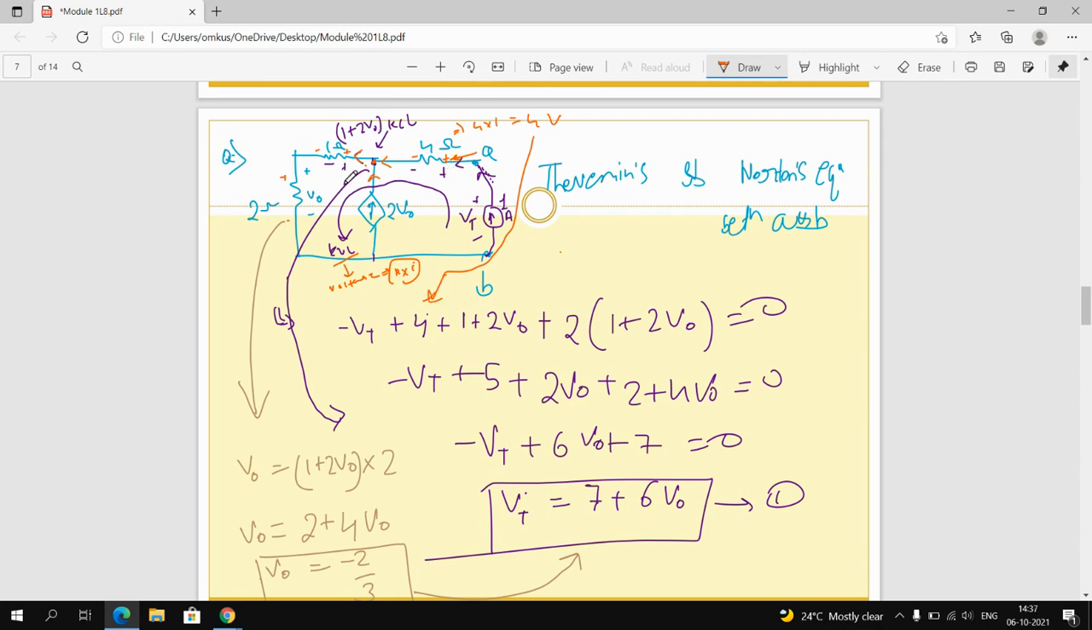And when I see here, this is 1 ohm and this is the total current. So 1 ohm multiplied by this current gives you voltage, right? So I directly wrote here 1 plus 2 V naught. And similarly, this is a 2 ohm resistance and this is the current. According to this first polarity, this is positive, that's why this is positive. I hope this equation is clear. Now solve this equation and you will get this.